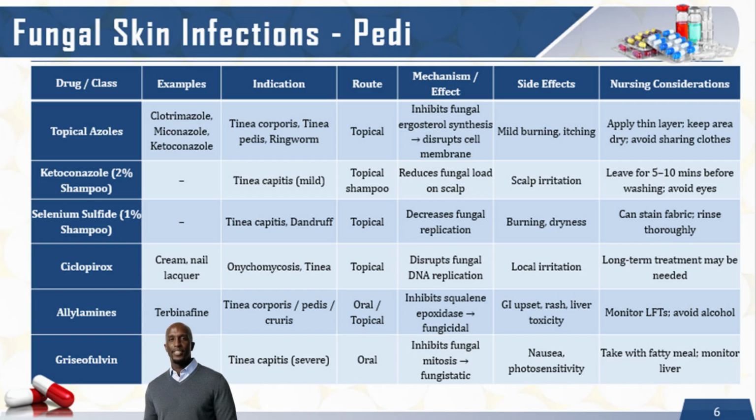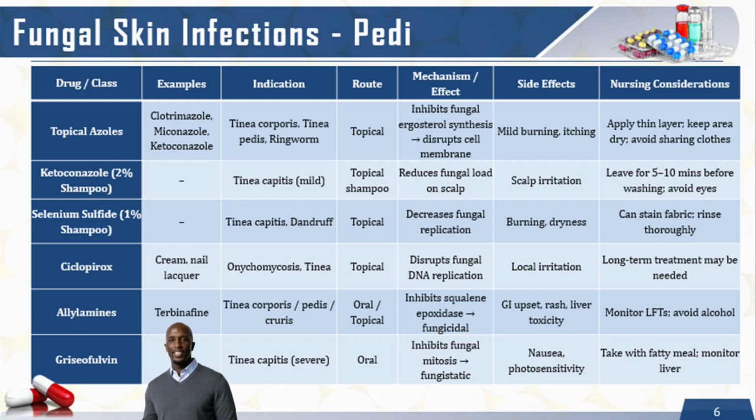This slide focuses on medications for pediatric fungal skin infections. First, topical azoles, including clotrimazole, miconazole, and ketoconazole, are used for tinea corporis, tinea pedis, and ringworm. They work by inhibiting ergosterol synthesis, which disrupts the fungal cell membrane. Side effects include mild burning or itching. Teach families to apply a thin layer and keep the area dry.